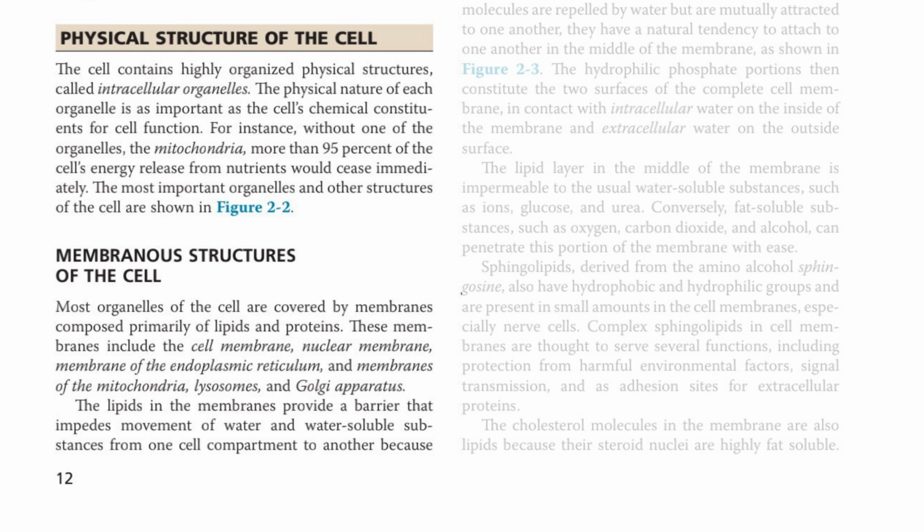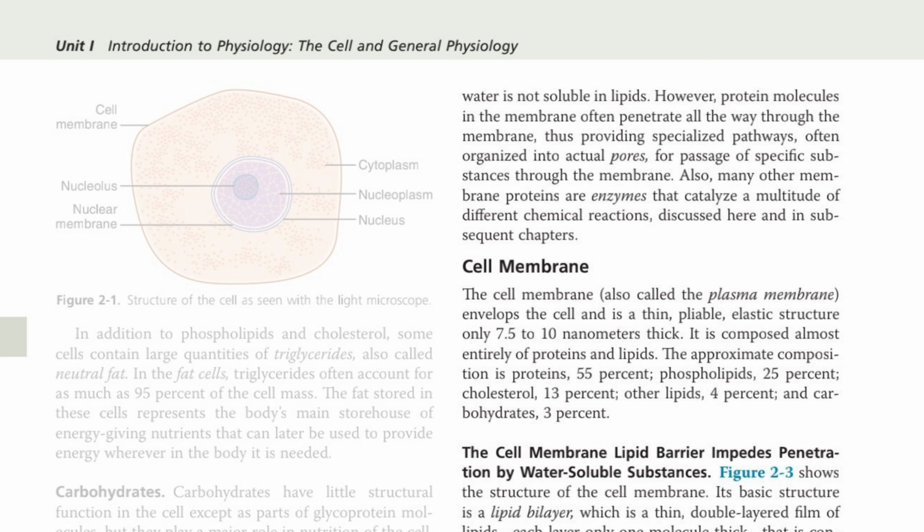Membranous structures of the cell. Most organelles of the cell are covered by membranes composed primarily of lipids and proteins. These membranes include the cell membrane, nuclear membrane, membrane of the endoplasmic reticulum, and membranes of the mitochondria, lysosomes, and Golgi apparatus. The lipids in the membranes provide a barrier that impedes movement of water and water-soluble substances from one cell compartment to another because water is not soluble in lipids.